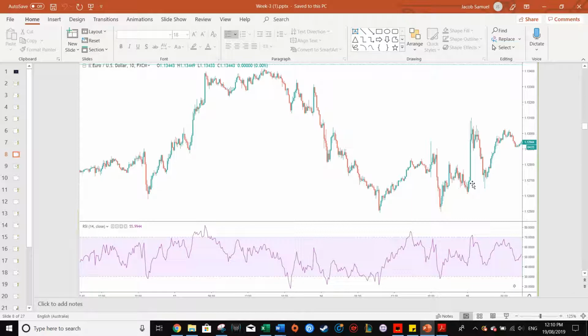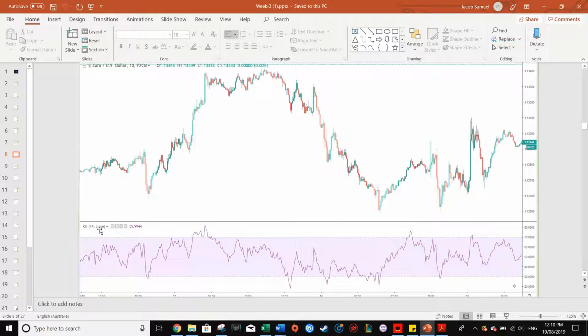So that's basically the RSI. That's the concept of RSI. Any questions on relative strength index? No? Okay, one thing I also want to point out is this little piece of information down here. What this 55.9944 number means is the level that the RSI is currently at. So if you can't tell by using your eyes here, you can just have a look there and it'll tell you exactly what level it's at.